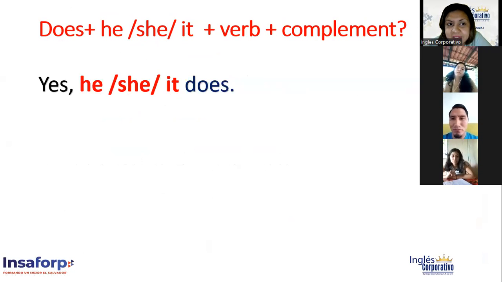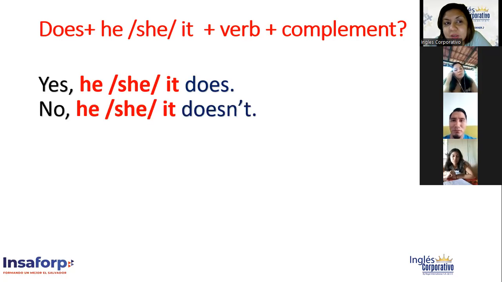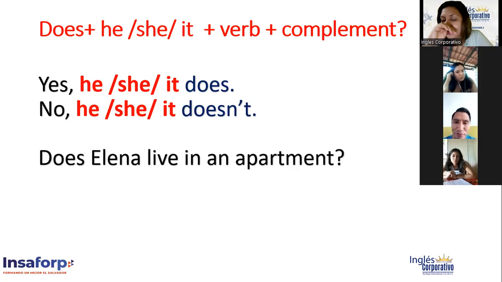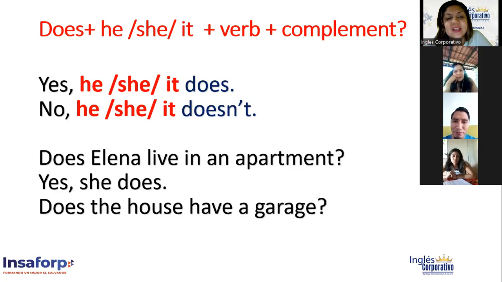Yes, he does. Yes, she does. Yes, it does. No, he doesn't. No, she doesn't. No, it doesn't. Por ejemplo, aquí Elena es ella. Does Elena live in an apartment? Yes, she does. Does the house have a garage? No, it doesn't.